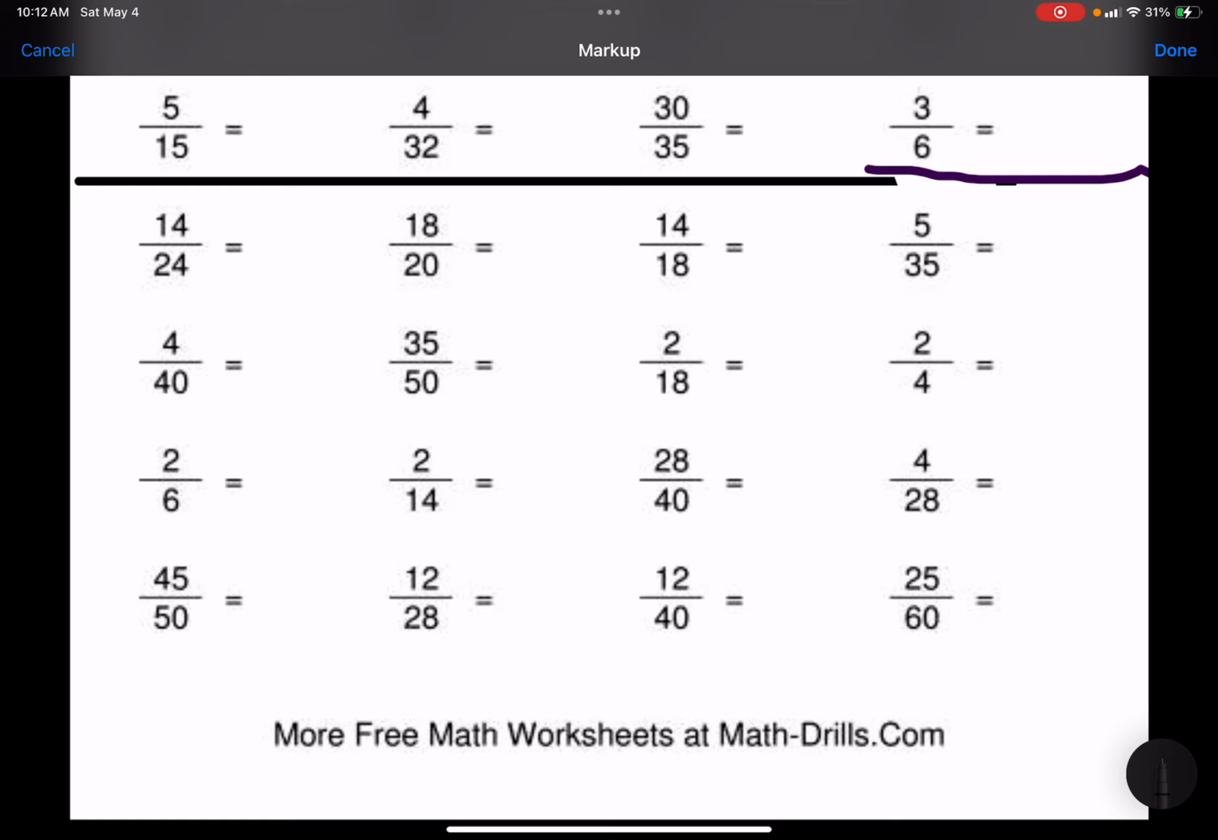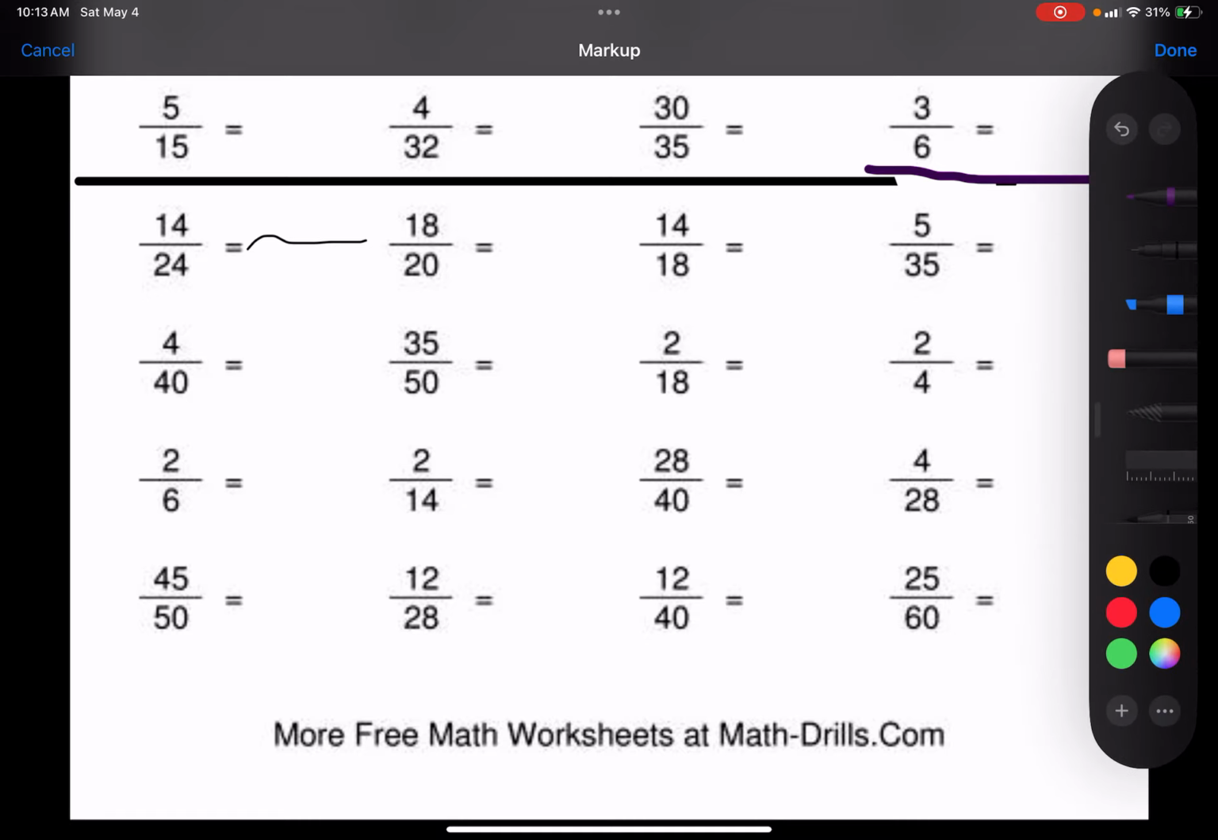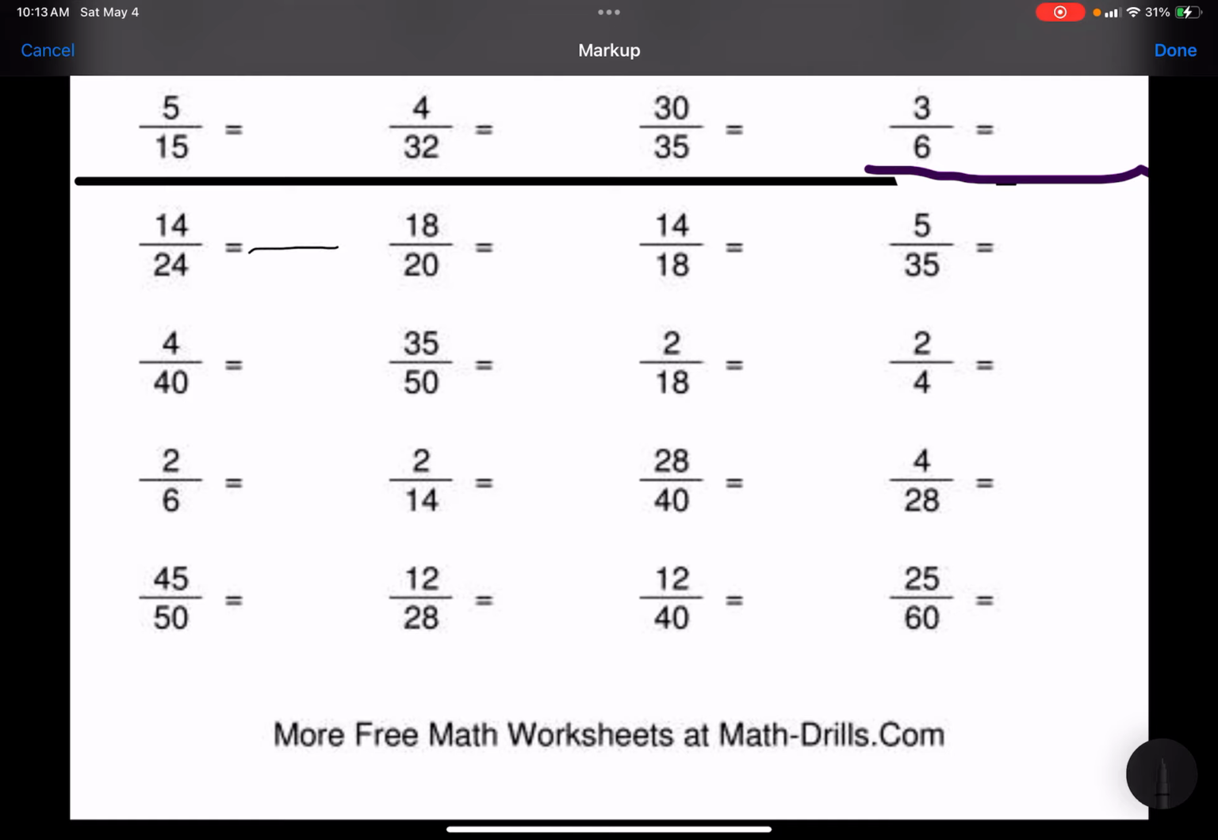Okay, so for 14 over 24, we're going to say 2, 7 over 12. 18 and 20, we're going to be doing this again 2 times. Will be 9 and 10. 14 over 18, we're going to be doing this together. We are going to do this by 7 times.